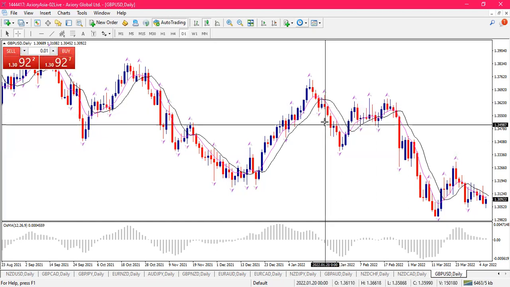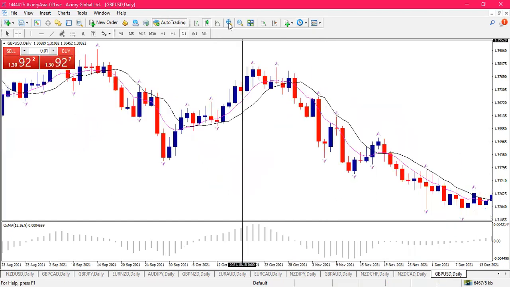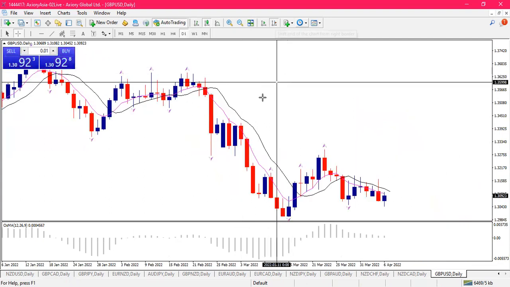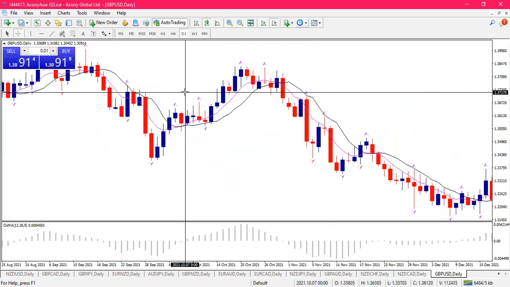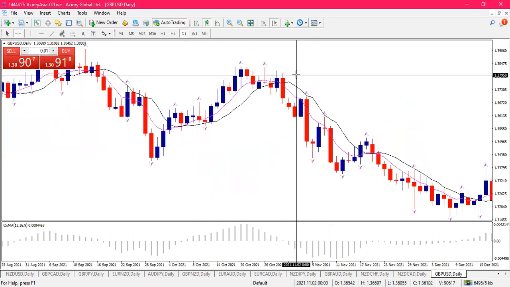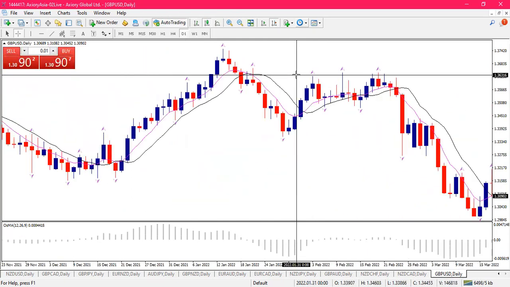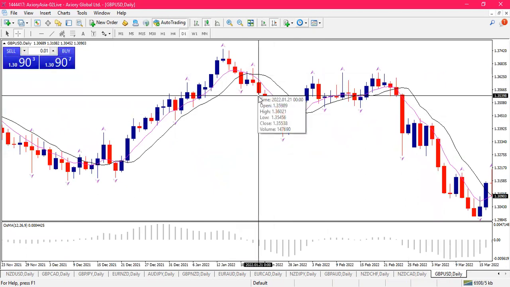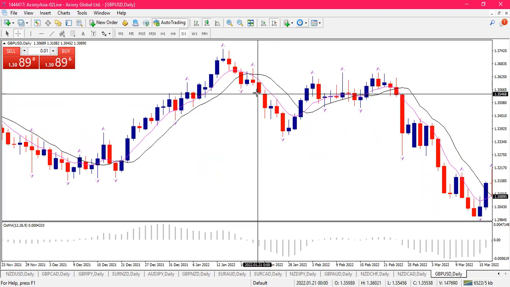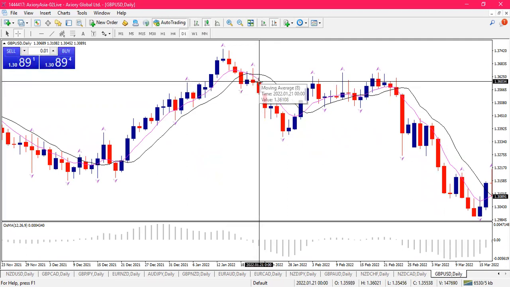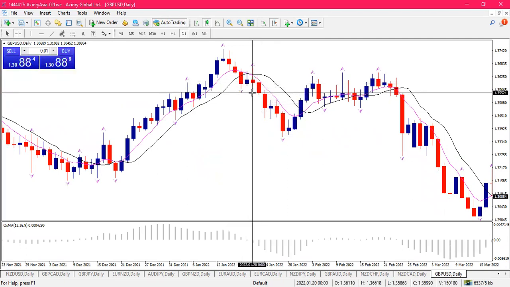So if the close to where your moving average is, if it's less than 60 pips, then you can take your trade. You can easily take your instant sell trade right there. But if the close of that candle is more than 60, then what you simply do is take a pending sell, whereby you measure 60 pips from where the moving average is and place a pending sell right in there.